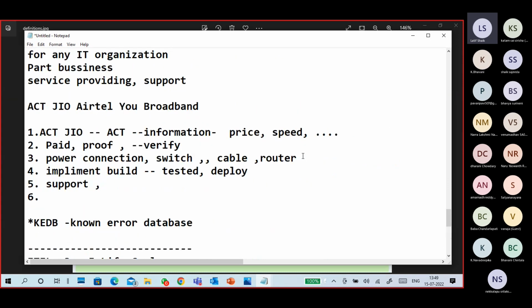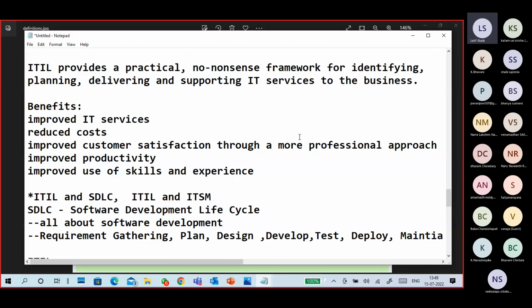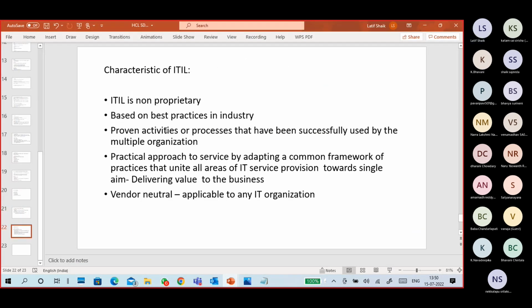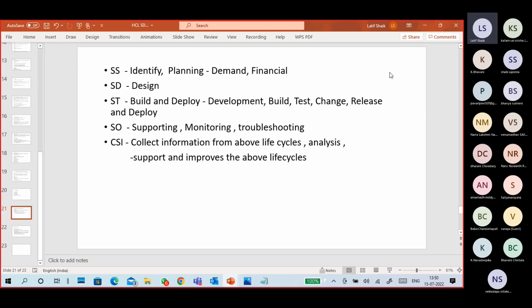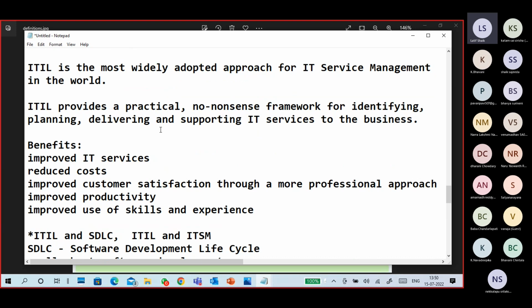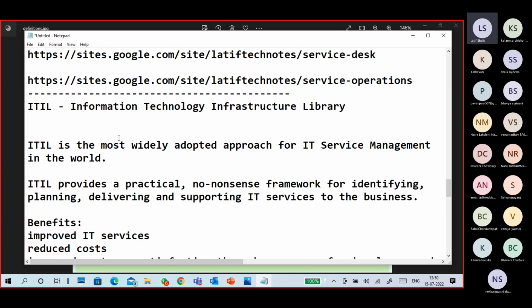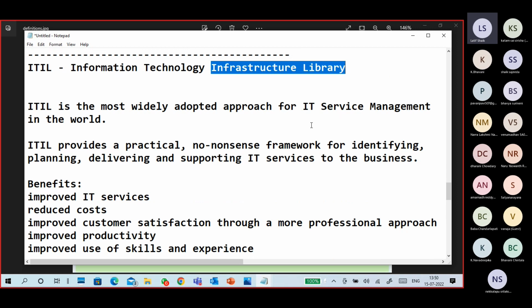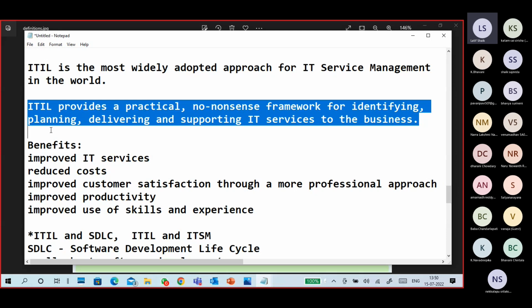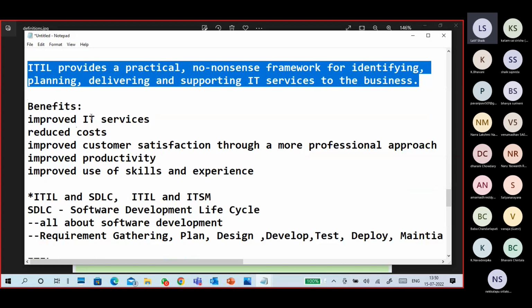Okay guys, this is about ITIL. And the final touch, once again: what is ITIL? ITIL is the IT Infrastructure Library. Library means it stores data, your infrastructure data. ITIL provides a practical, no-nonsense framework for identifying, planning, delivering, and supporting IT services to the business.